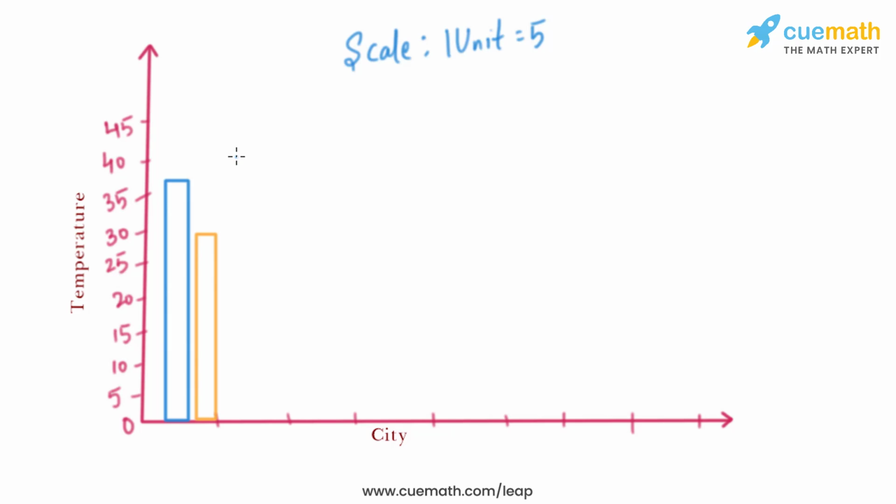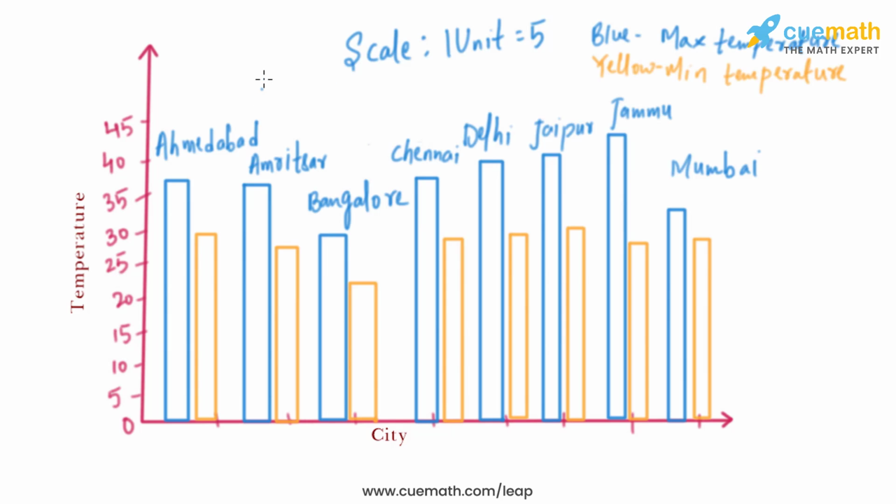So we will start with the first city, Ahmedabad, and we know that the maximum temperature is 38 degrees Celsius. So it will lie between 35 and 40, and the minimum temperature that was given was 29 degrees Celsius. So it will lie between 25 and 30. Similarly, we will draw the bar graph for other cities as well. So this is how we will draw the bar graph for different cities for maximum and minimum temperature.